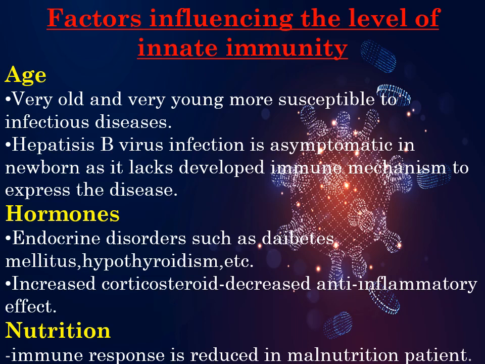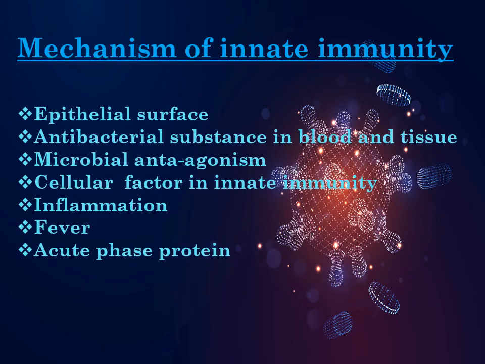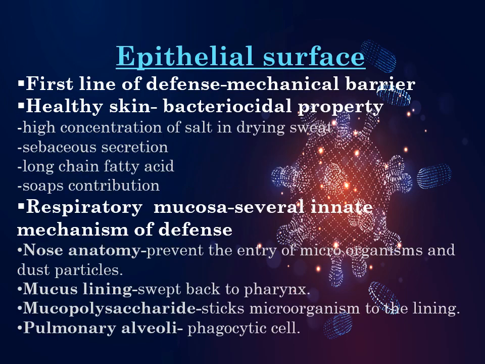Moving further, we come across mechanisms of innate immunity like epithelial surface, antibacterial substances in blood and tissue, microbial antagonism, cellular factors in innate immunity, inflammation, fever, and acute phase protein. In epithelial surface, we know it's the first line of defense. Our body is covered by epithelial cells, which is one of the mechanical barriers.